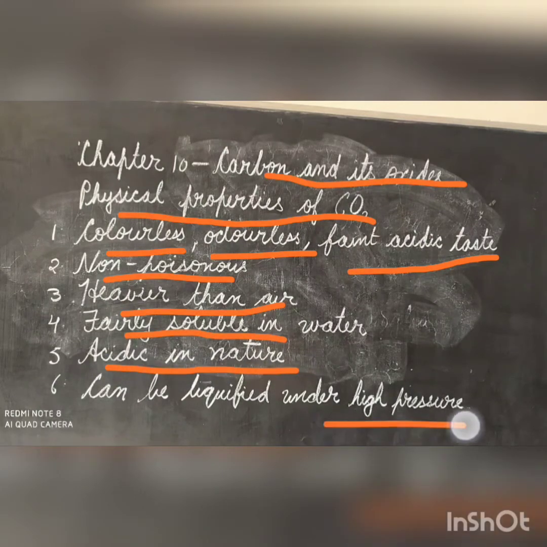Under high pressure, carbon dioxide can be liquefied. When liquid carbon dioxide is cooled to minus 78 degrees Celsius under normal pressure, it forms a snow white solid called dry ice. On heating, this solid directly changes into carbon dioxide gas without becoming liquid. Thus, dry ice is a substance that sublimes.